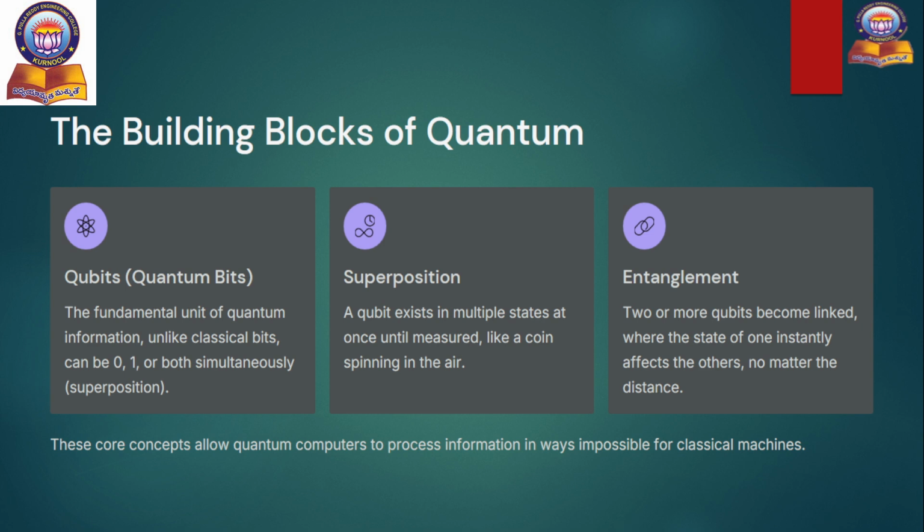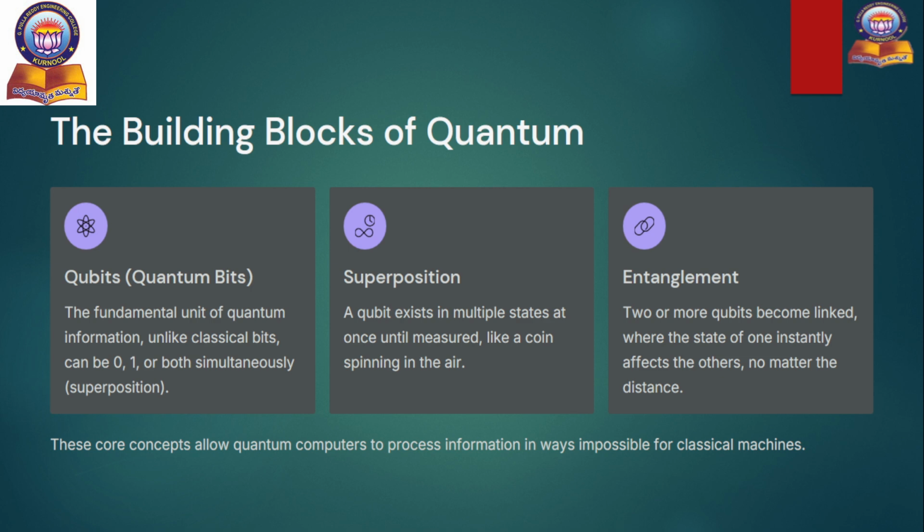So, the next topic is about the building blocks of quantum mechanics. The building blocks mainly focus on qubits, superposition, and also entanglement. Qubits are also the quantum bits. It is defined as the fundamental unit of quantum information, whereas classical computers use classical bits, which can be only zeros and ones. But these quantum bits can also be measured simultaneously.